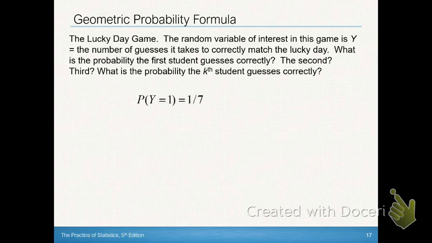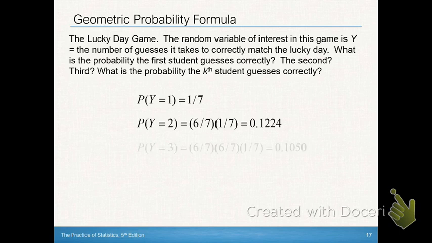So the chance that it would be the first student is 1 out of 7, because you have a 1 out of 7 chance of guessing the day correctly. Now, if I want to find the chance that it's the second student, that means that the first student guessed wrong, and there are 6 days of the week that are wrong, so there's a 6 out of 7 chance that they guessed wrong. And then there's a 1 out of 7 chance that that second student got it correct. So "and" means multiply. Here's our chance that the second student got it correct. If it's the third student guessing the day correct, that means that the first 2 got it wrong and the third one got it right.